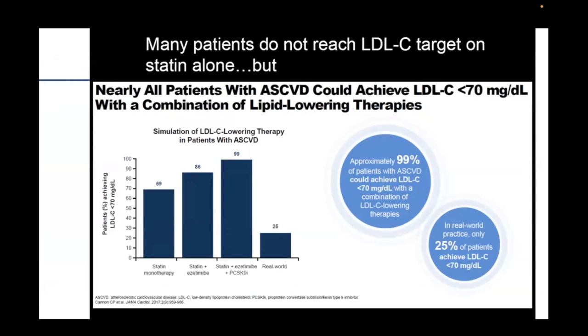I'm going to talk a little bit about this. Nearly all patients with ASCVD can potentially get to their LDL-C goal, but it's going to take some effort. On the left side, you can see that the patients achieving less than 70 if you just do statin monotherapy is 69-70%. You add Zetia, which is a very cheap medicine, now generic, and you can get up to 86%. So for Pakistan, even if you can get to 86%, I put Zetia together with the statin in everyone. Why wait? Why mess around? Just start both.